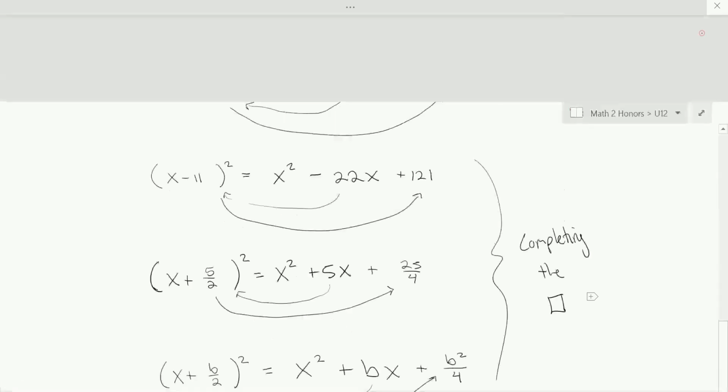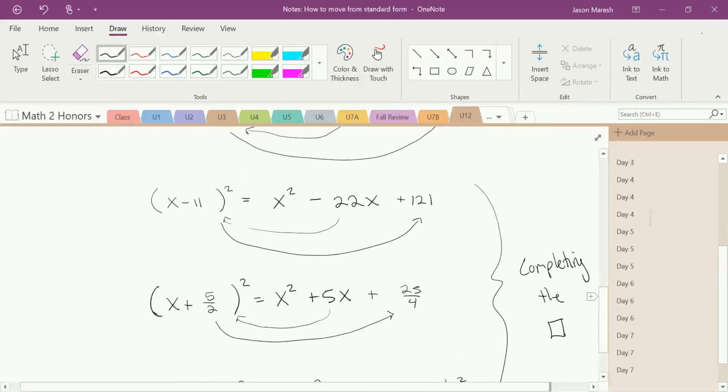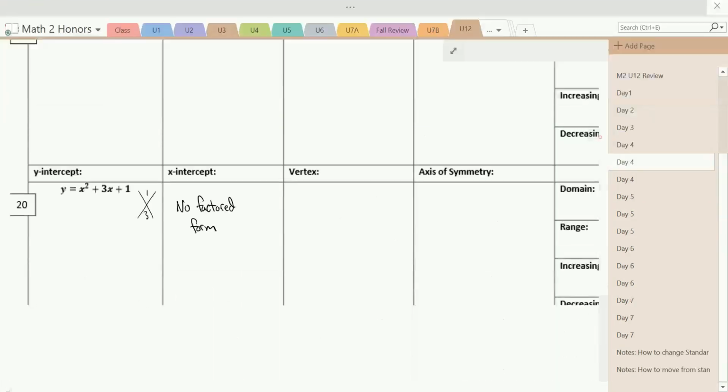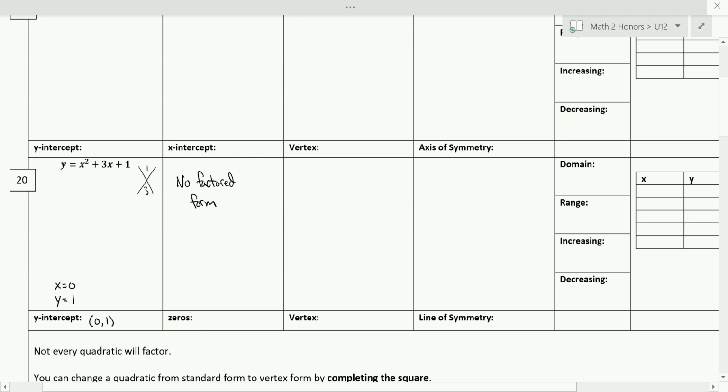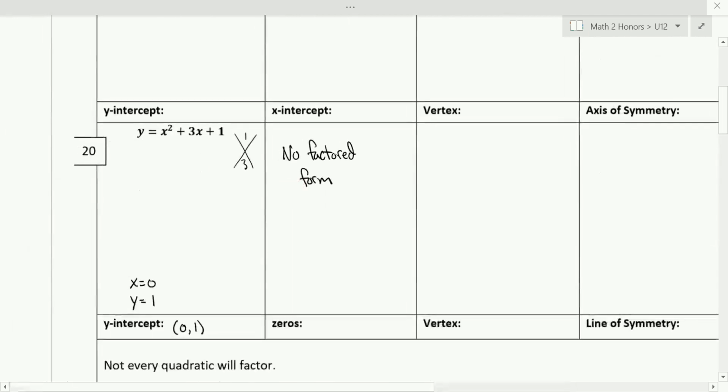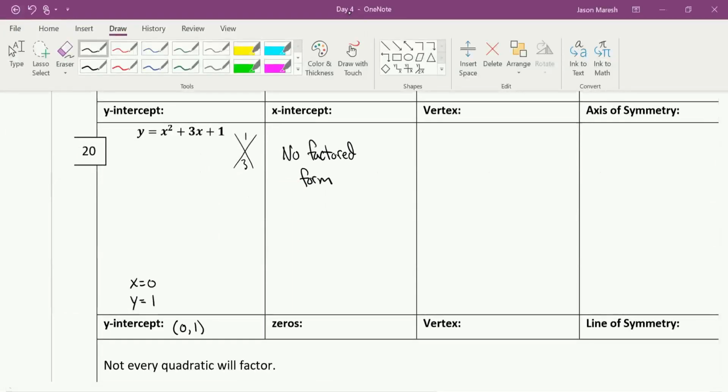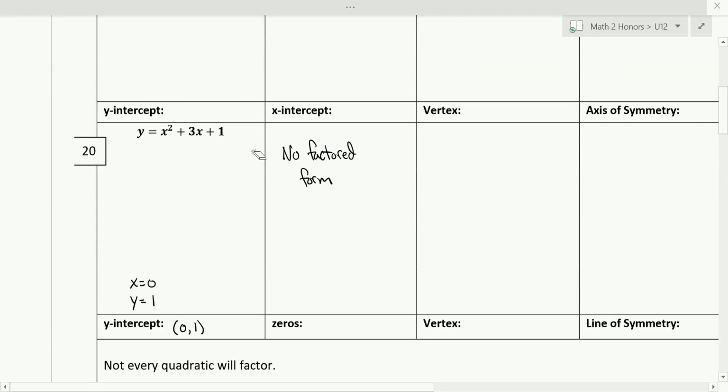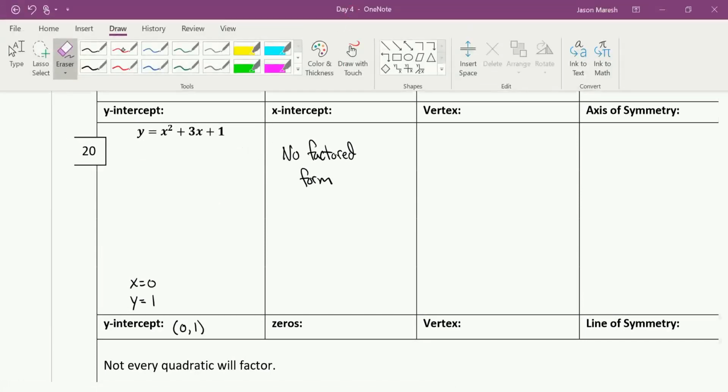We're not done with our notes here, but we have enough now to go and attack that problem we've been working on. So let's go back to number 20, which we found didn't factor. So we need this new idea of completing the square.